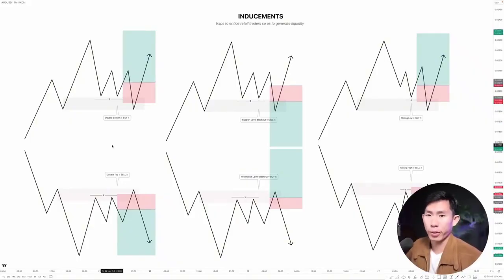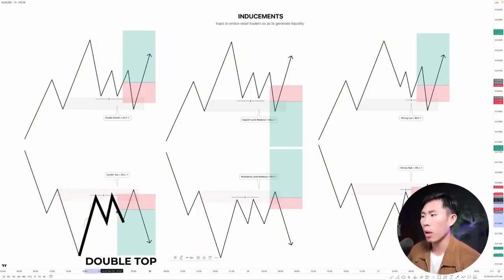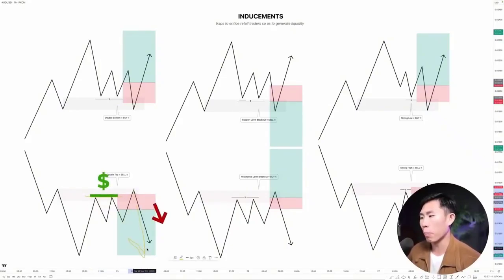Now let's look at other types of inducements. So in this bearish scenario right here, we have price pulling back to this supply zone. And the minute price actually mitigates this supply zone, it forms a double top. Once again, when retail traders see this double top chart pattern, they're going to think, you know what, I'm going to enter for a sell right here and place my stop loss above this double top, only for price to later go up there, sweep the available liquidity above this double top before going back down, right? It's pretty much the same concept right here.